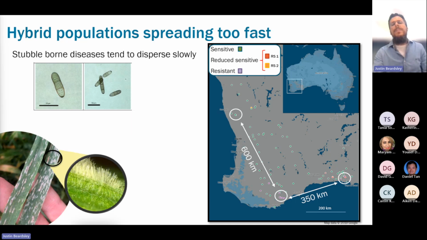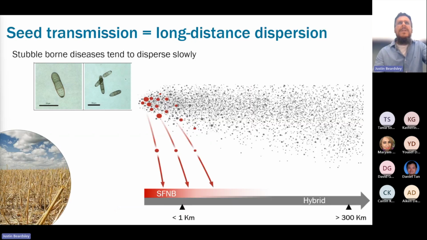So this is potentially possible for a disease that is airborne, for example, a powdery mildew or Aspergillus fumigatus, right? Clinics. But not for a disease that is stubble-borne. So stubble-borne disease moves a few meters, maybe 100 meters a year, no more than that. But this hybrid was actually moving close to 600 kilometers a year, which is not possible.